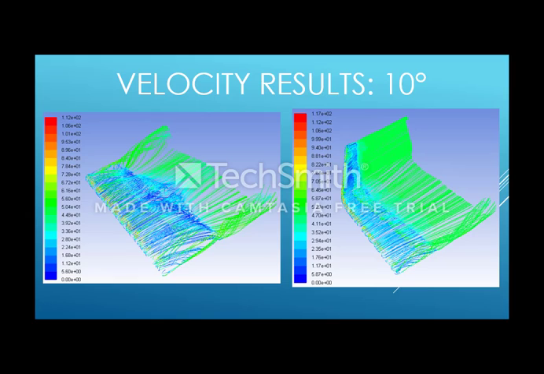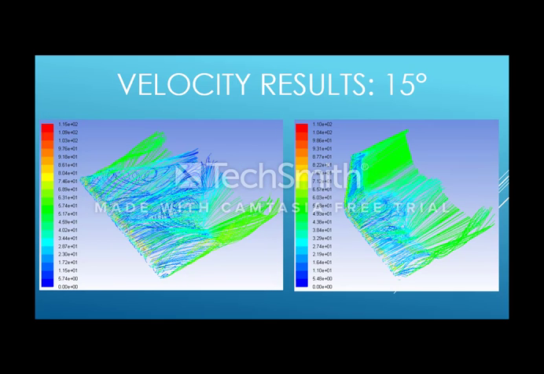At 10 degrees, flow separation begins to occur at the middle of the wing, while the vortex forming off of the winglet only grows a small amount. At 15 degrees, the flow over the wing becomes very separated and turbulent. The flow also begins to separate from the wing with the winglet, but to a lesser degree. The vortex forming off of the winglet once again grew a relatively small amount.